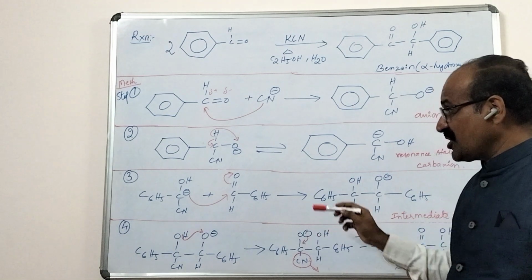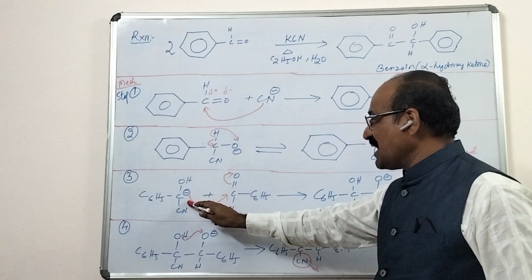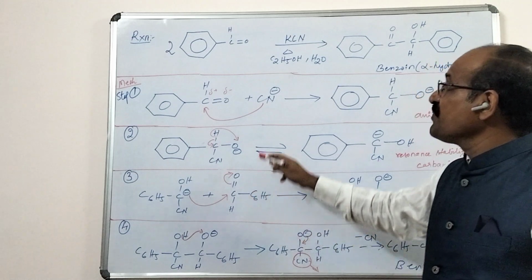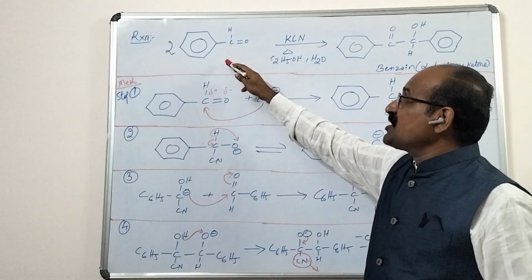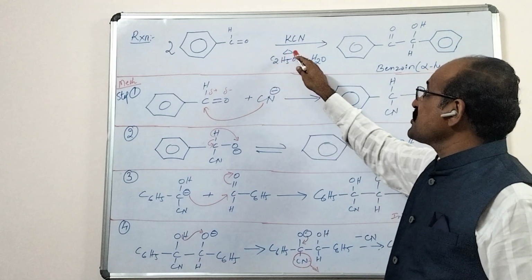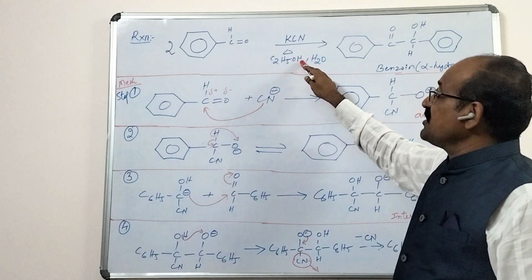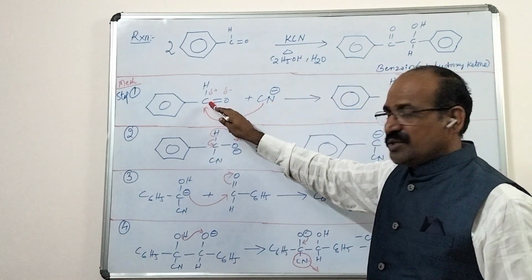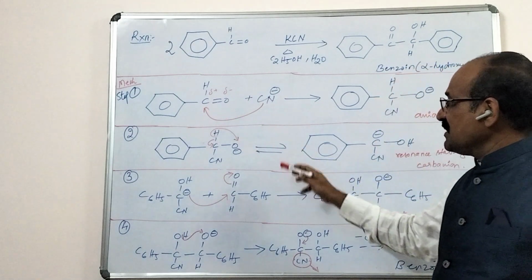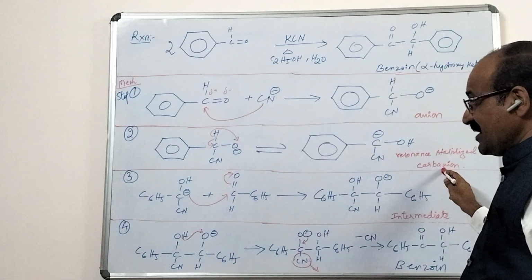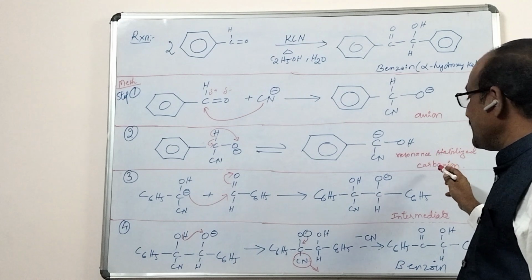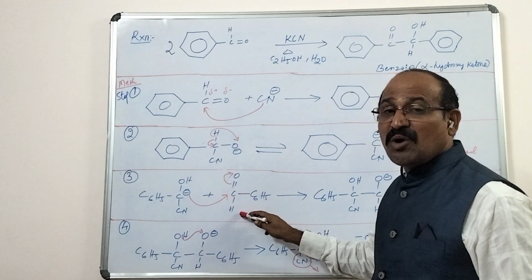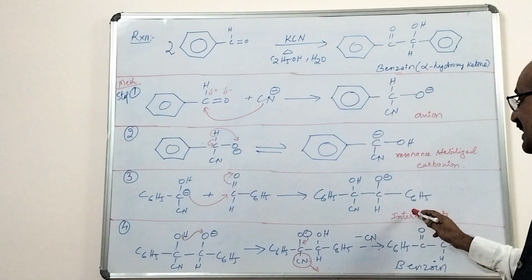This resonance stabilized carbanion now attacks the carbonyl carbon of another benzaldehyde. As you know, benzoin condensation is addition of two benzaldehyde molecules in the presence of aqueous ethanolic potassium cyanide giving benzoin. Okay, one molecule is already utilized in step 1. Now, thereby forming a resonance stabilized carbanion in the second step, this carbanion now attacks the carbonyl carbon of another molecule of benzaldehyde, thereby forming an intermediate.